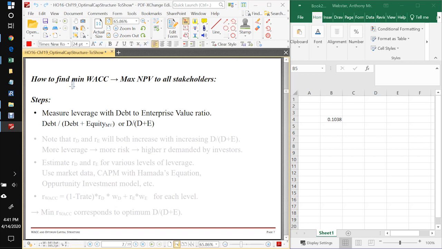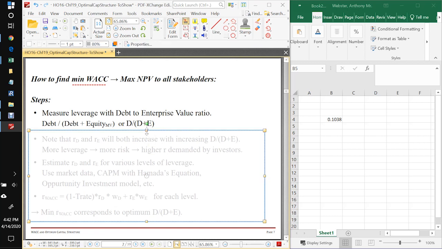So how do we find this minimum weighted average cost of capital that's going to maximize our NPV to all stakeholders? Well, here are the steps. First, we want to agree, as we've alluded to previously, that we want to measure leverage with our debt to enterprise value ratio, right? Debt over debt plus market value of equity, if it's available, otherwise just GAAP value of equity. And we can simplify that to D over D plus E.